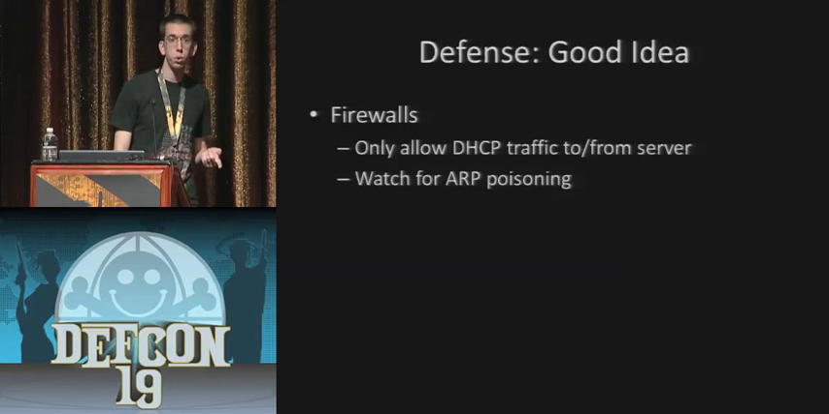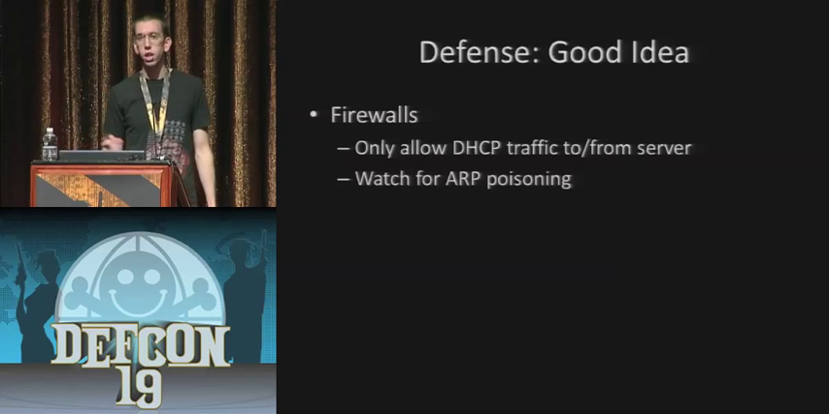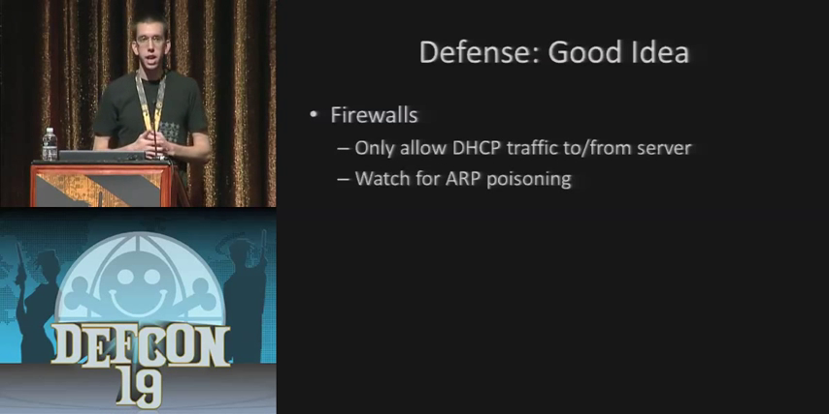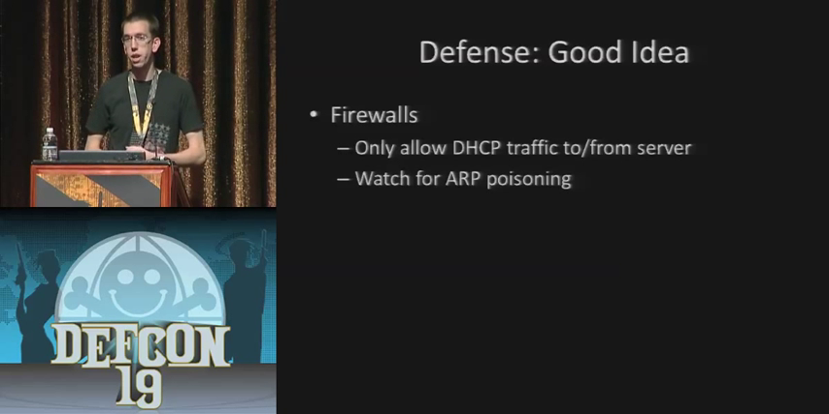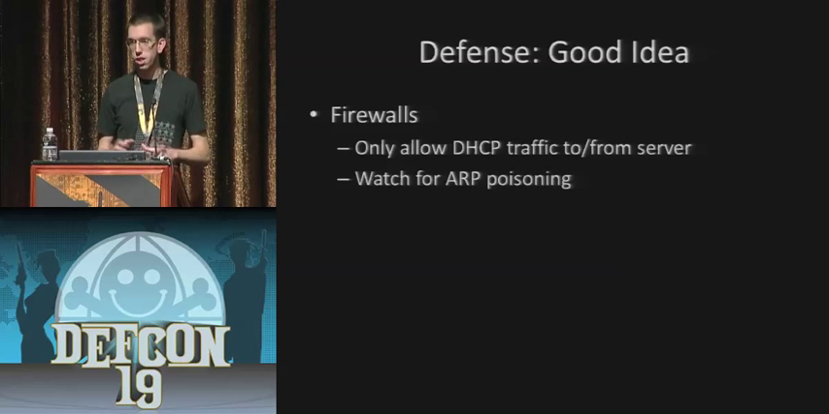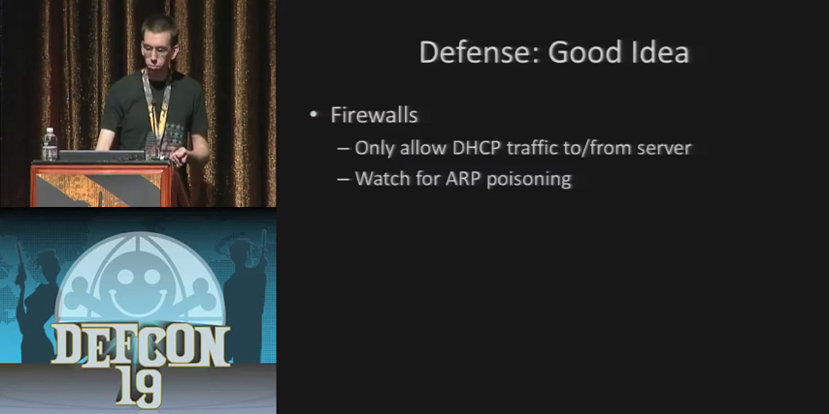So at least, hopefully, you have some mechanism of detecting anomalies on your network like this. A good idea would be to use firewalls or, for example, access control lists on your Cisco switch to only allow DHCP traffic to and from your server, so not allowing DHCP servers somewhere else. That will be a very good idea for protecting this. Now, if you do it based on IP, you might have to watch for ARP poisoning, but you'll be in pretty good shape.